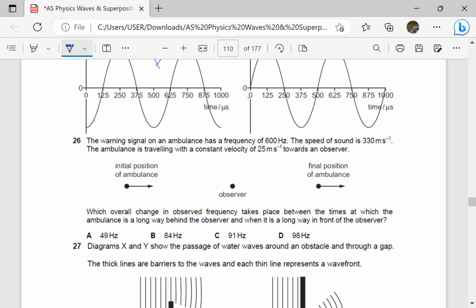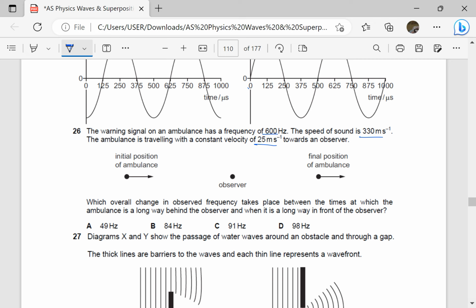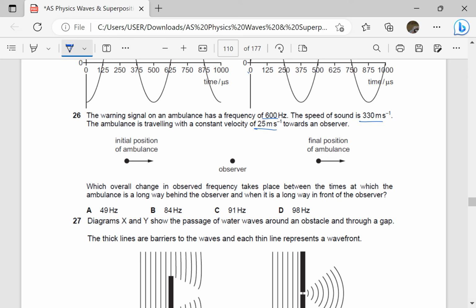The warning signal on an ambulance has a frequency 600 Hz. The speed of sound is 330 meters per second. The ambulance is traveling with a constant velocity of 25 meters per second towards an observer. Initial position of the ambulance, then we have the observer. This is towards, this is away.